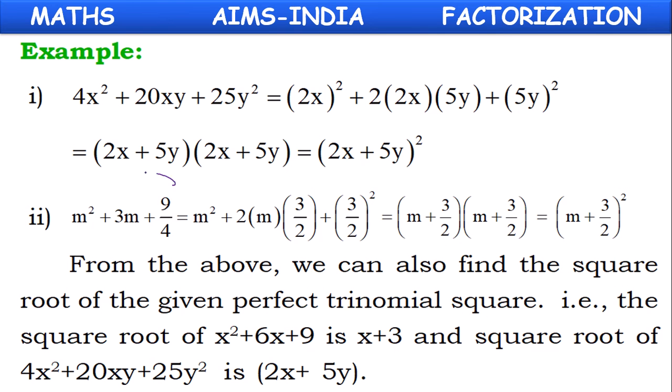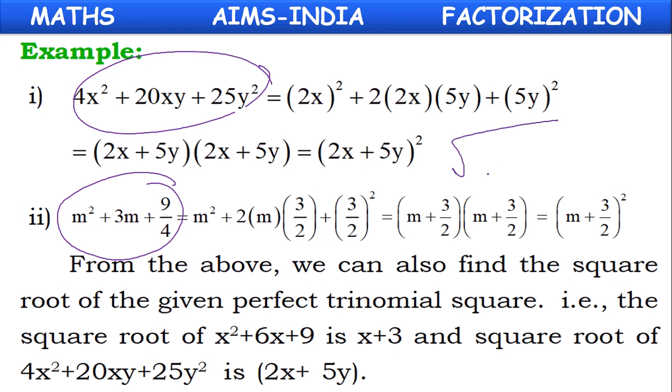Suppose this is the trinomial, we can find one more thing, children. The square root of this trinomial 4x square plus 20xy plus 5y square, the square root of this polynomial, how much? If anybody asks, you can directly write it 2x plus 5y whole square. This trinomial can be written as binomial whole square. Square root and square get cancelled.